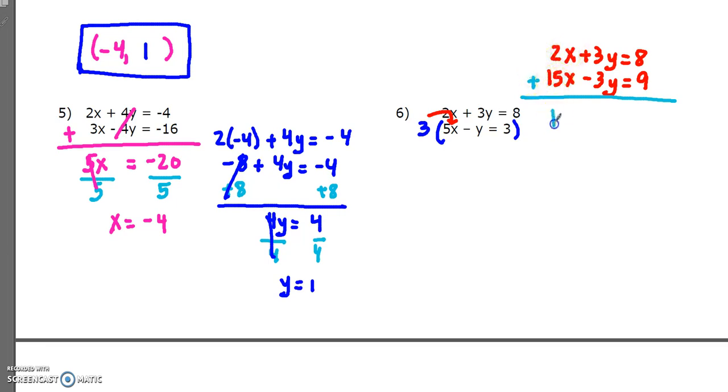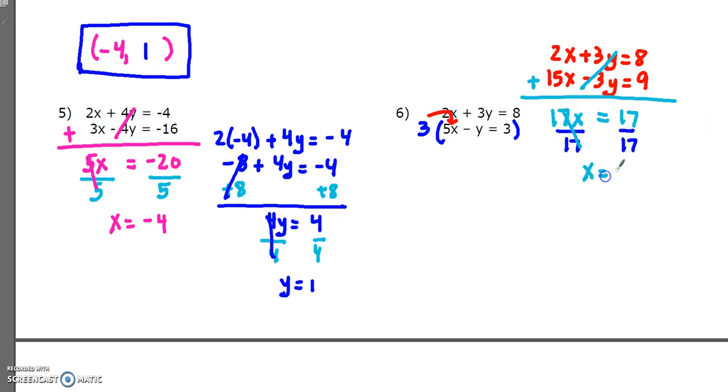2x plus 15x will give me 17x. 3y plus negative 3y is gone. And then I have 8 plus 9, which will be 17. And then just simply divide by 17 on both sides.